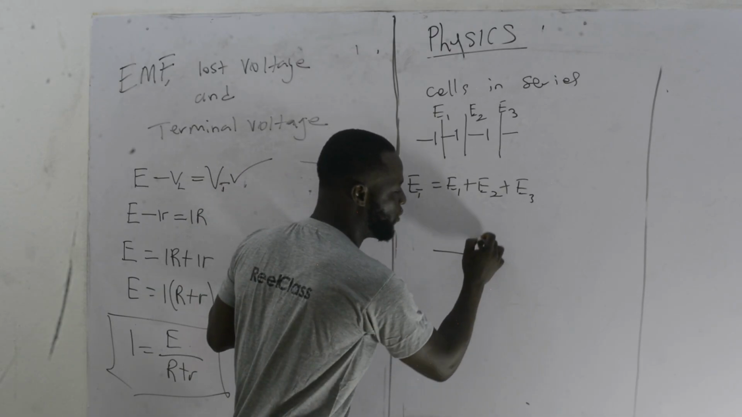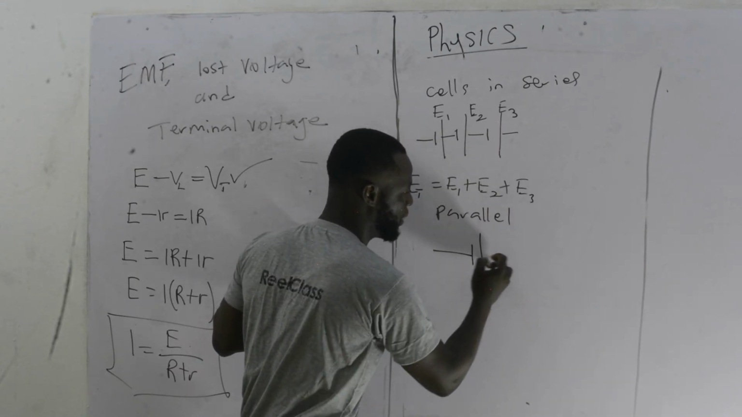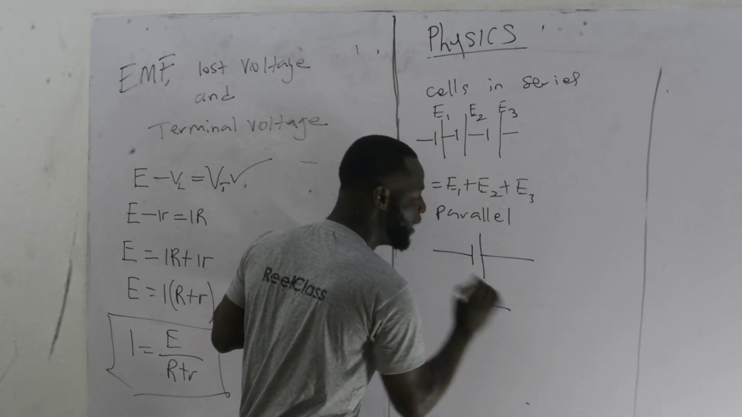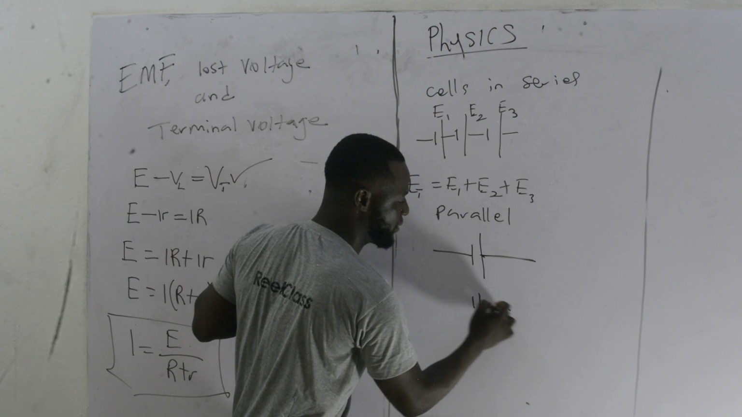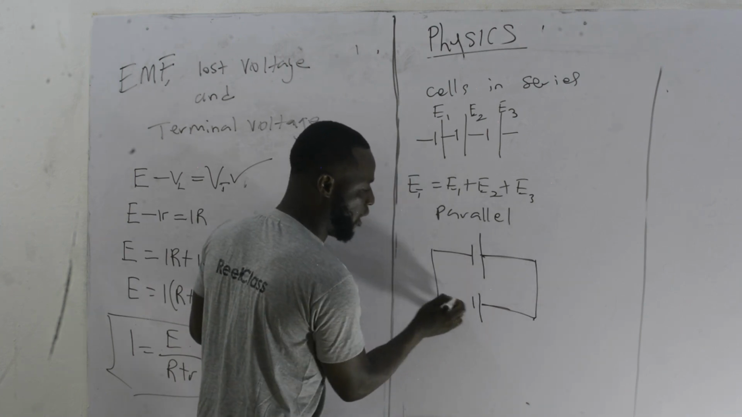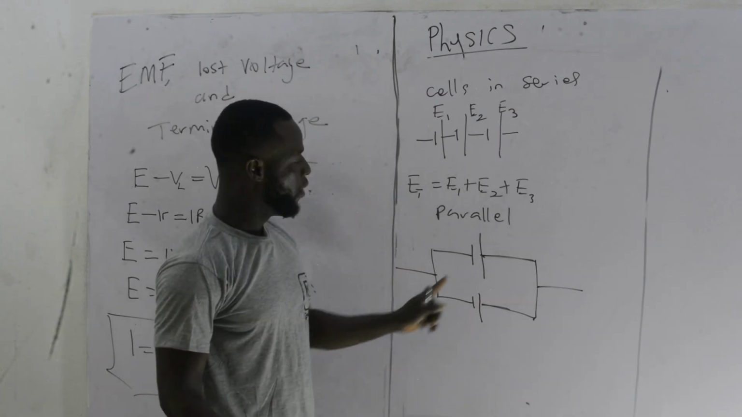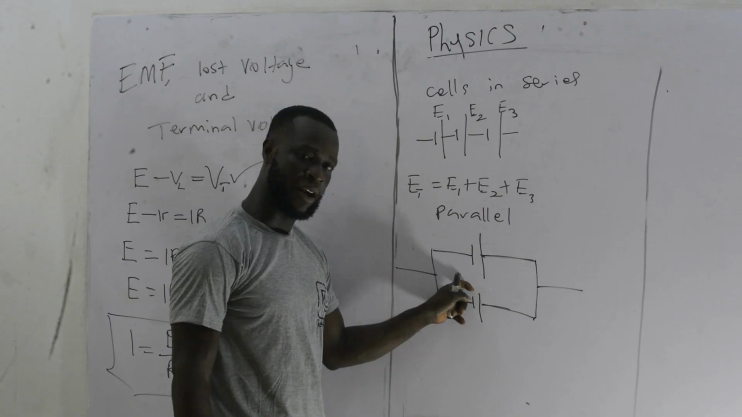If I have identical cells connected in parallel, this is how I will connect the cells in parallel. All the positive terminals of the cells will be connected to a fixed point, while all the negative terminals of the cells will be connected to a fixed point. Then, of course, you can connect this to your load. All the positive terminals together and all the negative terminals together. This is a parallel arrangement.